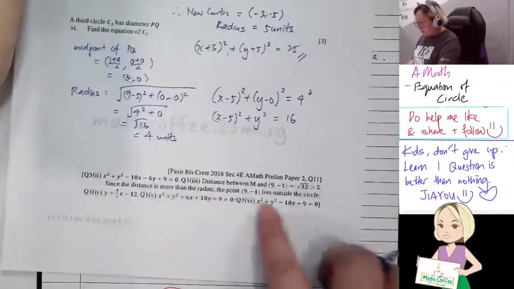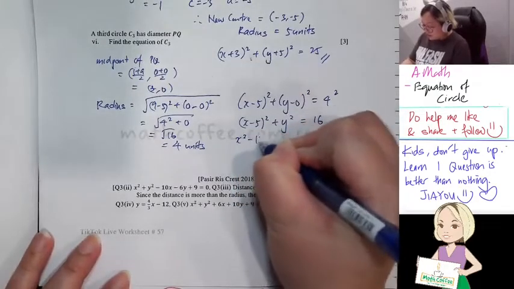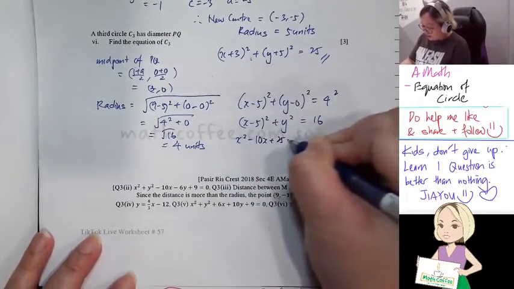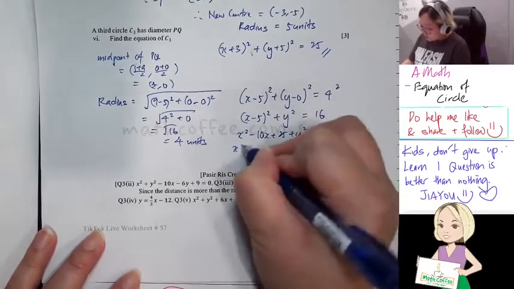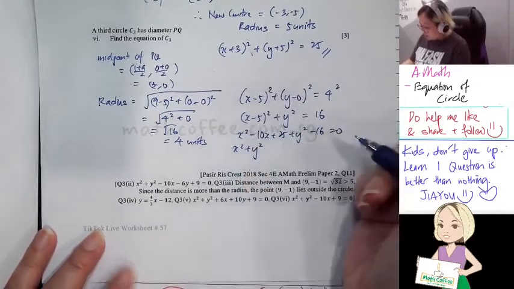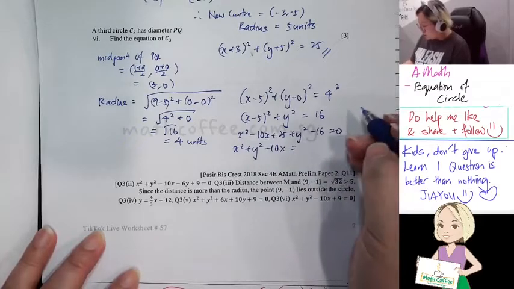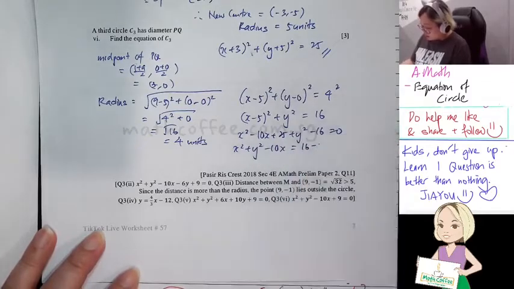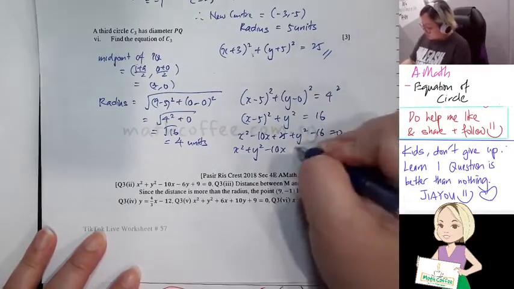Okay, over here they give in the general form. So let me just expand out. So x squared minus 10x plus 25 plus y squared minus 16 equals to 0. So I have x squared plus y squared minus 10x plus 9 equals 0. Done.